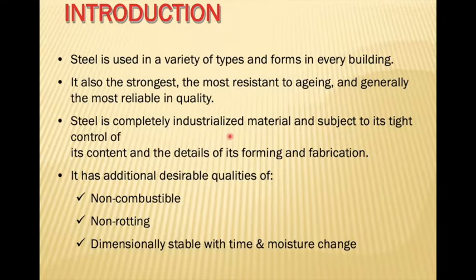So that is why we say that it is most reliable in quality. Because when it is manufactured in the factory, it is under stringent control. Therefore the quality of this material will be better. It has additional desirable qualities of being non-combustible, non-rotting, and dimensionally stable with time and moisture change, right? So we have a variety of types of steel.